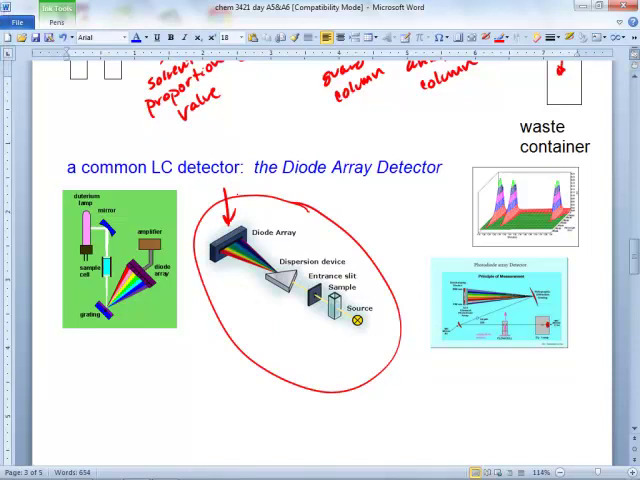And then you have something that's going to break light up into, what are the colors? Name of the dude? Roy G. Biv. Red, orange, yellow, green, blue, indigo, violet. So you're going to have some nice grating here. They don't use prisms. They use gratings. Right? And you have some white light.